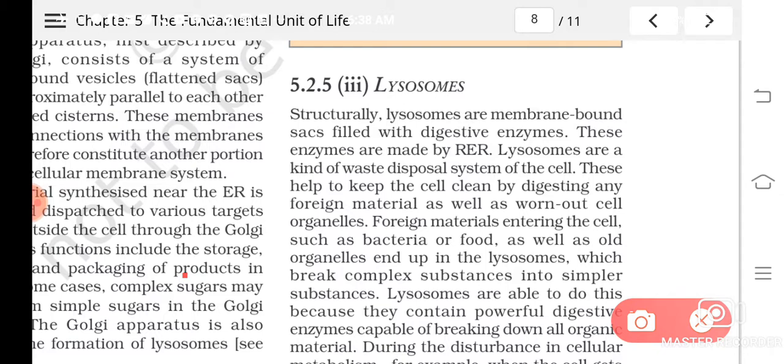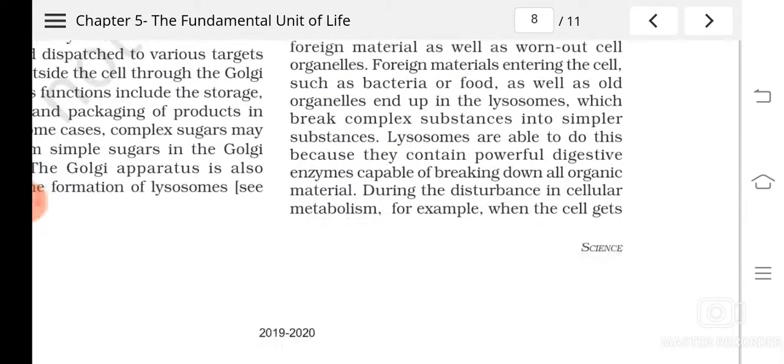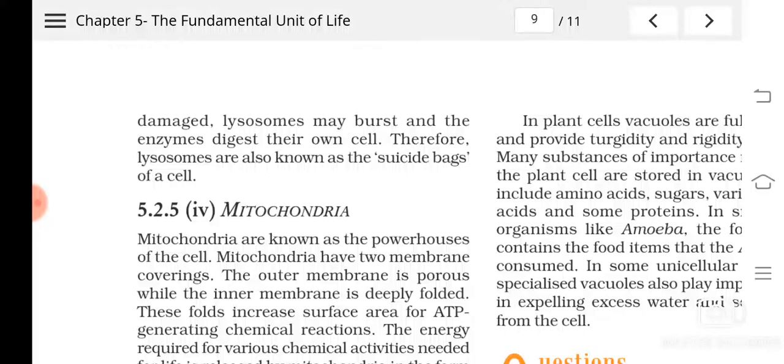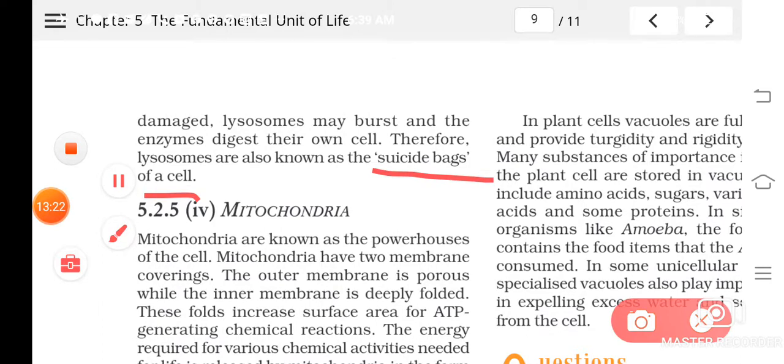These functions are possible due to certain enzymes present inside the lysosome. Strong hydrolytic enzymes are there. Understood? And if any disturbance happens in the cellular metabolism, what will happen? If the cell gets damaged or infected, lysosomes contain, I told you, digestive enzymes, so they burst out and digest their own cells, and that's why lysosomes are called suicide bags. So what are suicide bags? Lysosomes are called suicide bags.